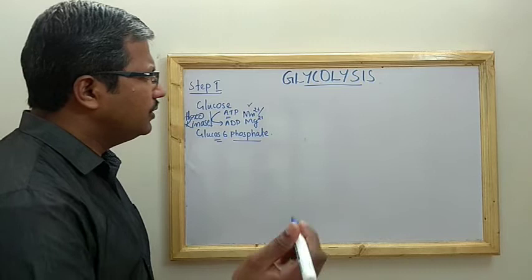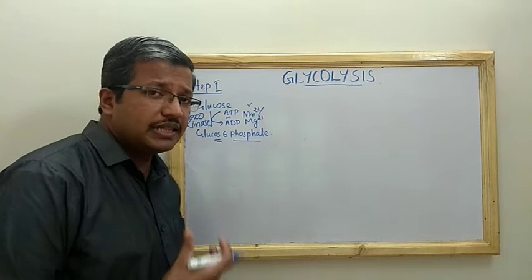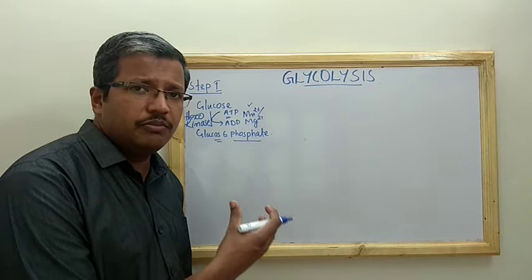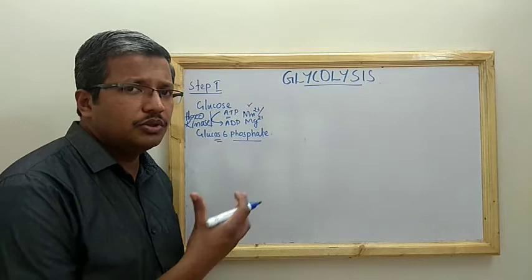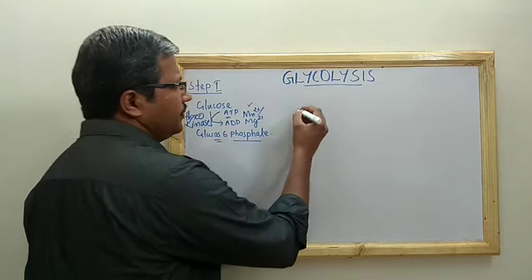We know that glucose will always be in the ring structure form, and for all these reactions, first the enzyme will remove the ring structure and convert it into the linear form, and then the phosphate will be added. So first is the breaking of the ring form into the linear form. I am not representing that here. I am just converting the glucose into glucose 6-phosphate. So let us see that glucose is there.